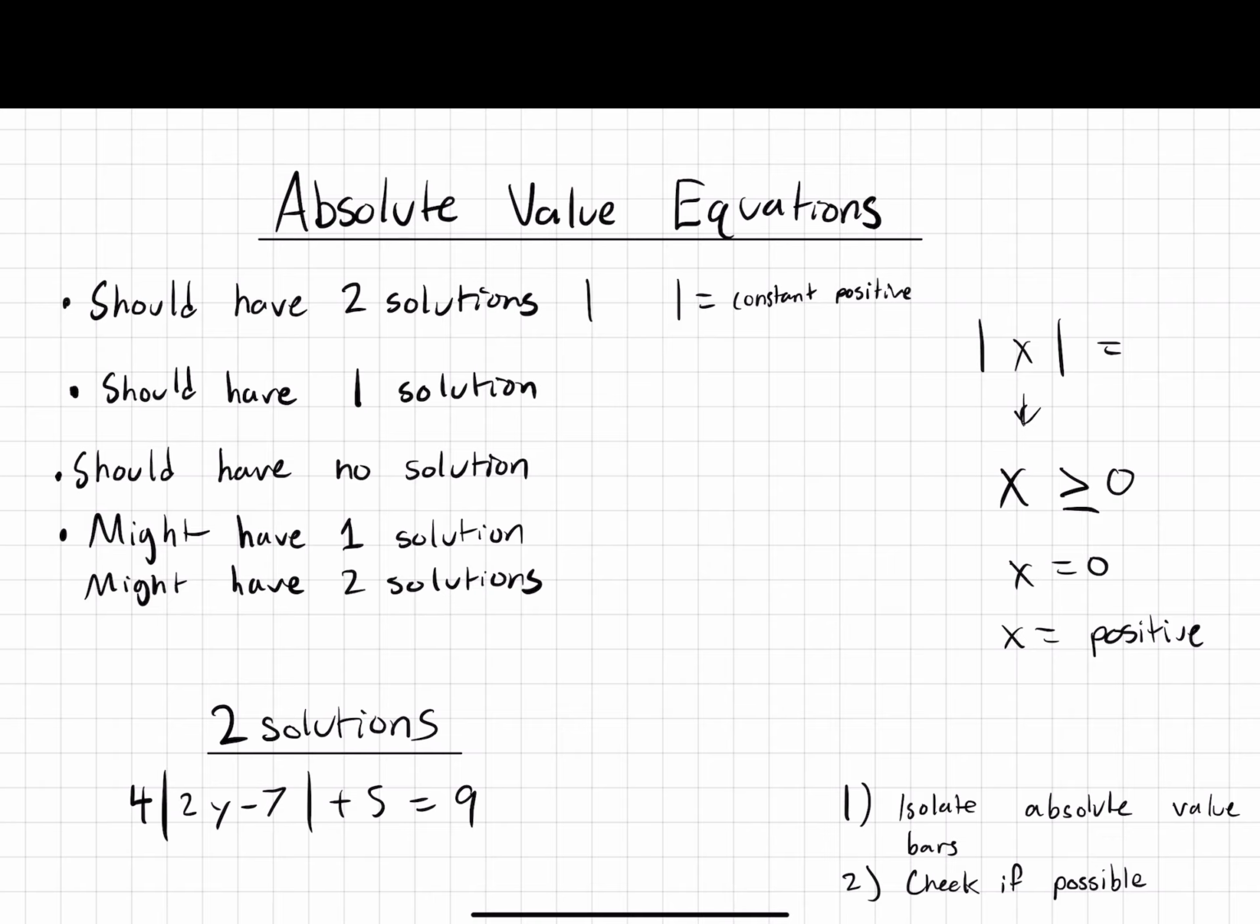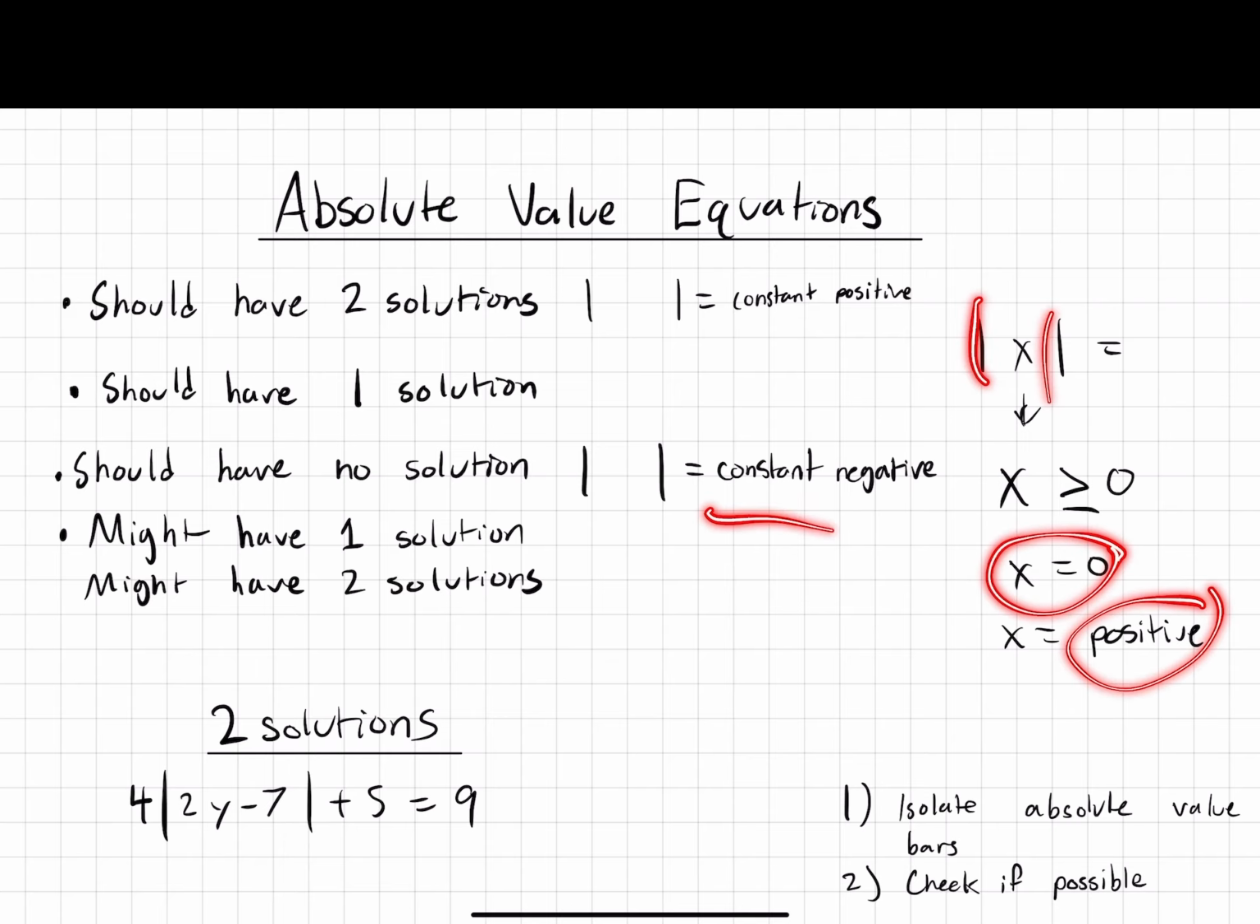If you have no solutions, that's the one rule that these absolute value bars can't break, is if it equals some negative constant, some constant that is negative. The second that happens, well, the only thing that can come out of the absolute value bars are 0 and positive numbers. If it equals a negative, we broke something. Something is wrong. The answer is going to have no solution.